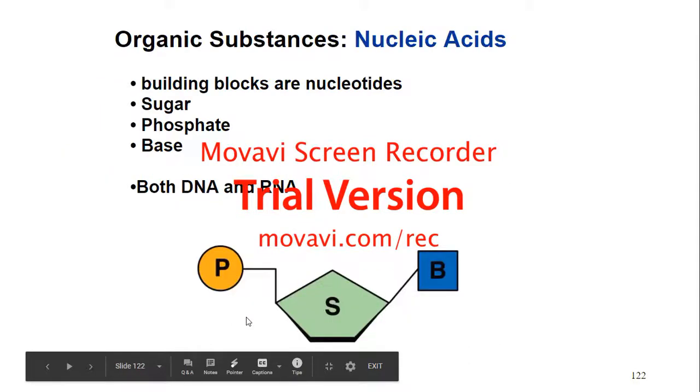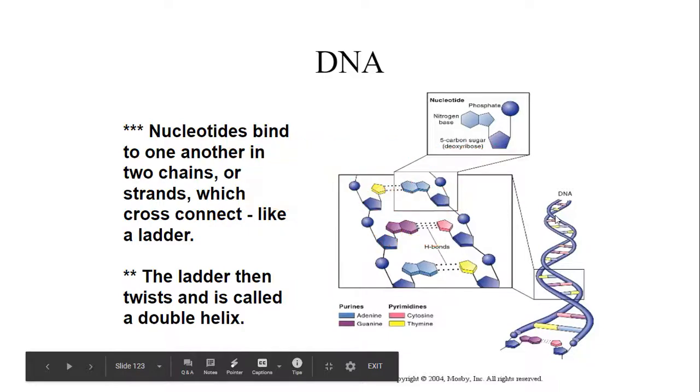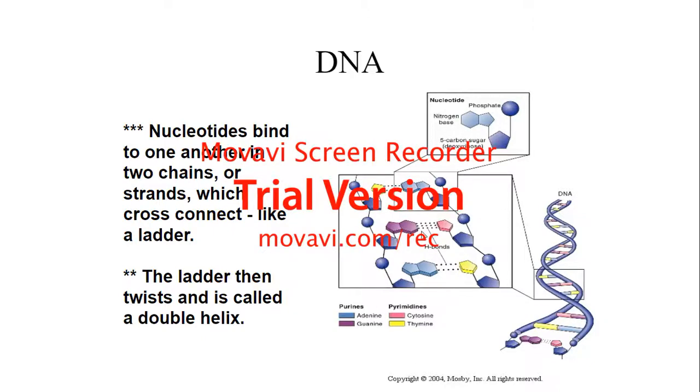Also, be aware that DNA is double-stranded, so it forms this double helix, which is kind of like a ladder twisted on itself. Think of a double helix as a twisted ladder. And you see right here, in DNA, you have your phosphate, sugar, phosphate, sugar, phosphate, sugar.